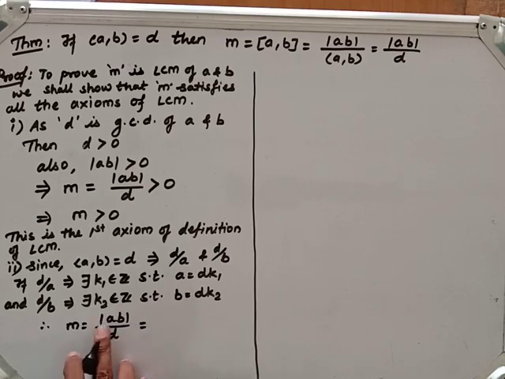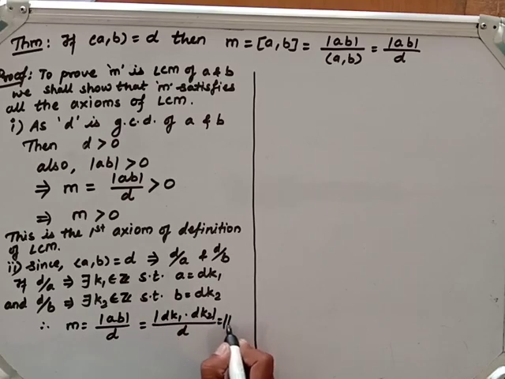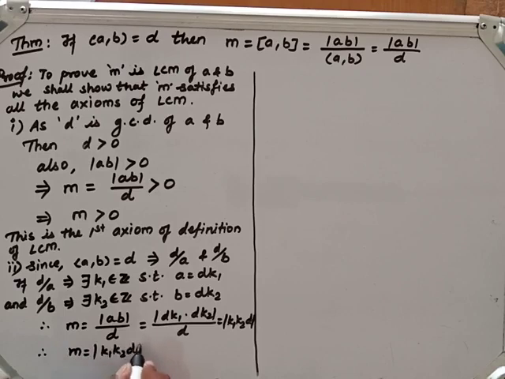So let me substitute the value of A as DK1 and B as DK2 here. So what does this say? This is DK1 into DK2, mod of that upon D. So one of the D gets cancelled. This D is positive, these are also positive. So what we get here is mod of K1 K2 into D. Now M is equal to mod of K1 K2 into D.